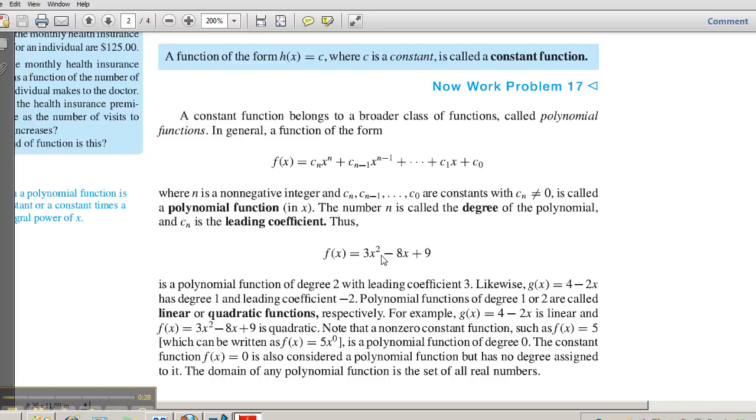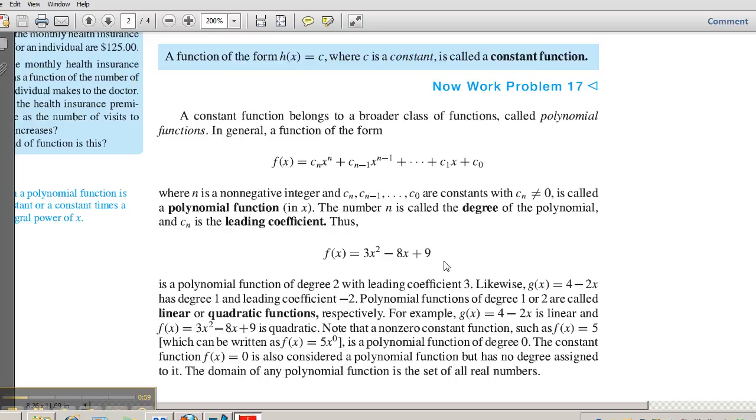So, for example, if you look in your book on this page, it has f of x equals 3x squared minus 8x plus 9. Each term is separated by an addition or subtraction sign. So this example of a function has three terms. 3x squared is one term, negative 8x is another term, and positive 9 is another. So that polynomial has three terms.